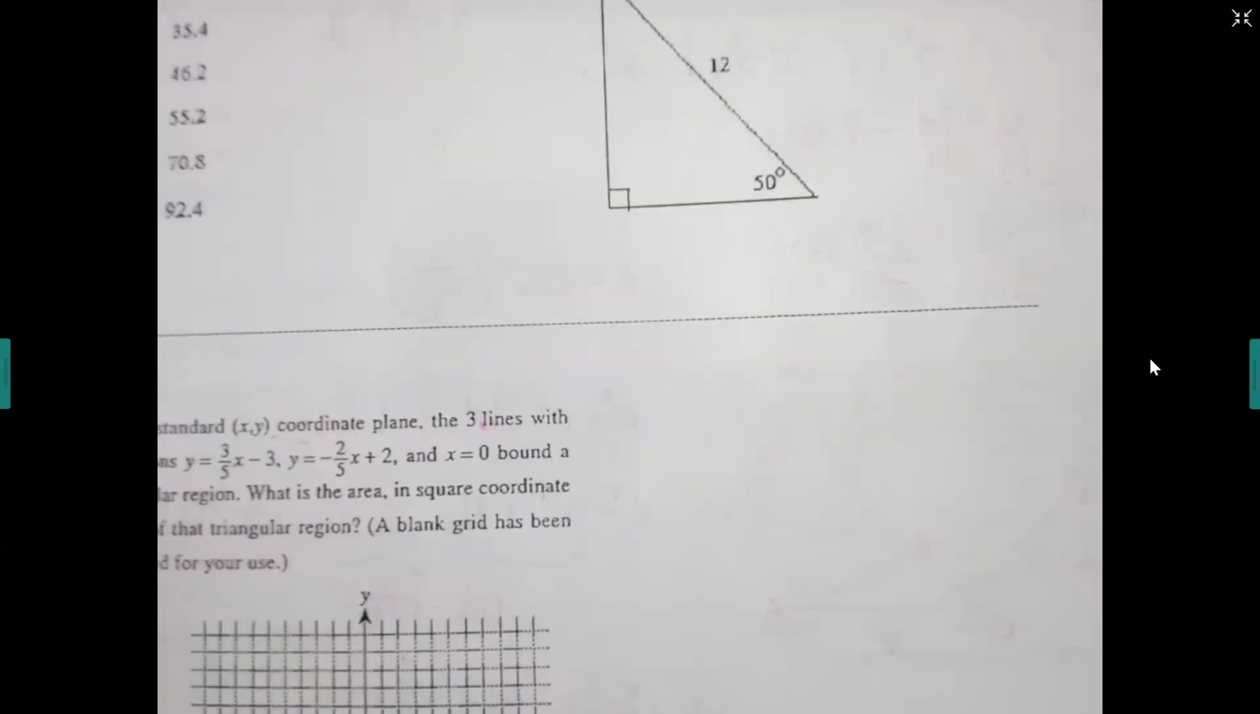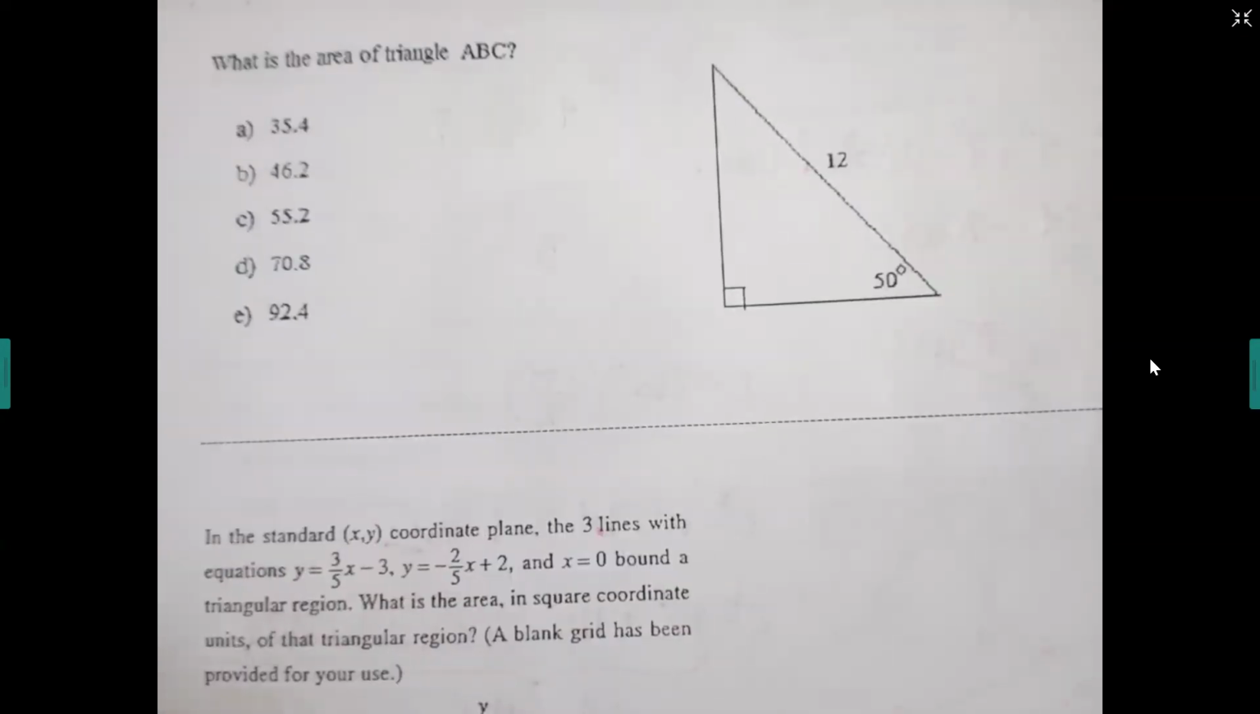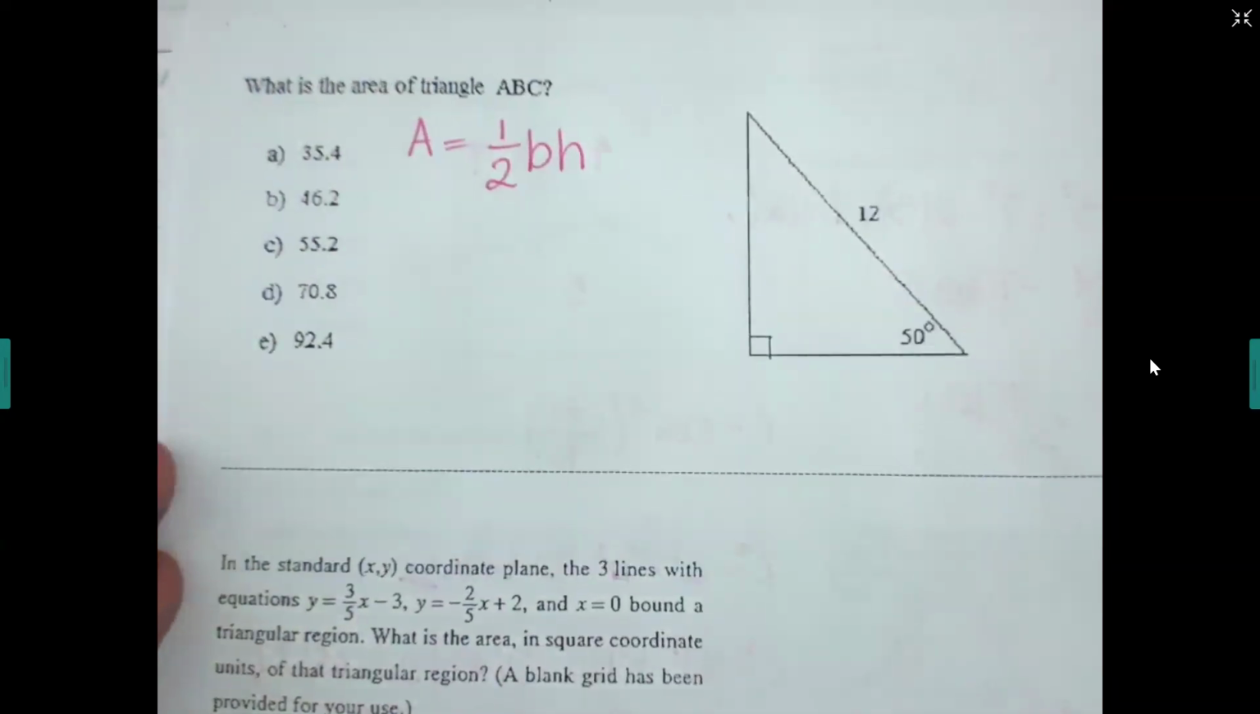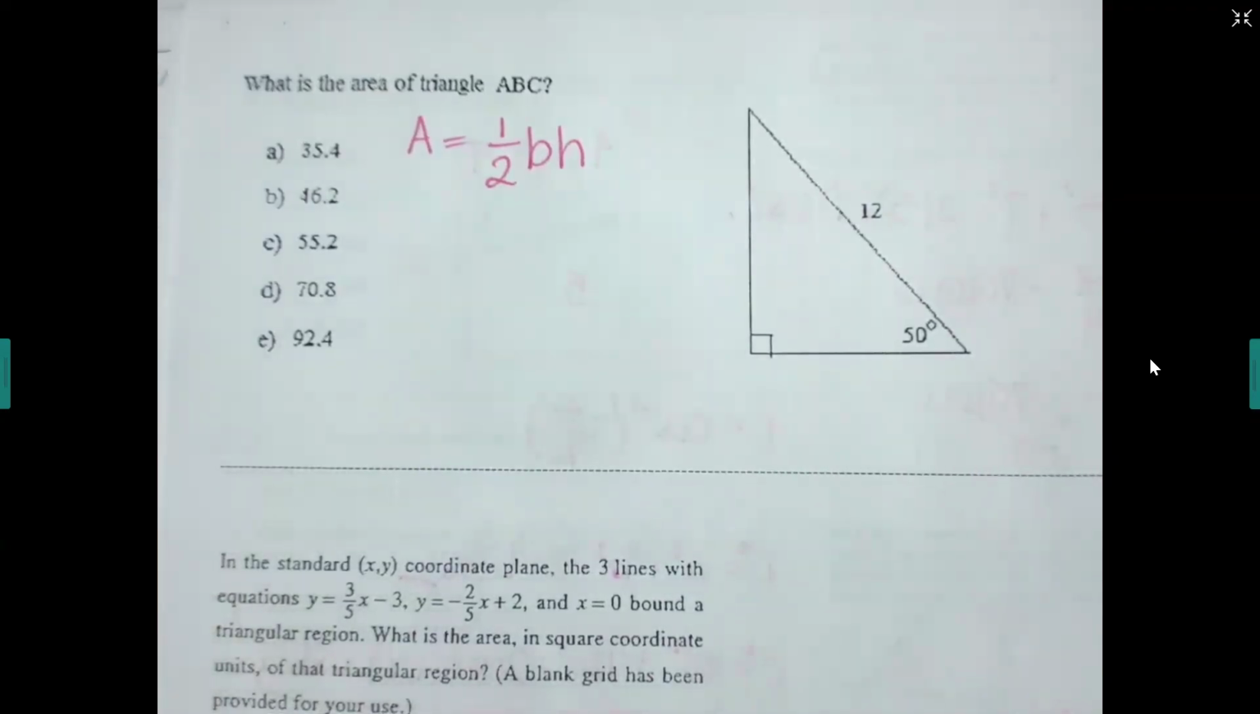Okay, we left off on area. Okay, so do we remember the area formula for a triangle? Okay, it is 1/2 base times height. Now, you'll notice that on this triangle, not only did they not give you the base, but they also didn't give you the height. Okay, which is a little bit annoying, but we can find them using law of sines or cosines.